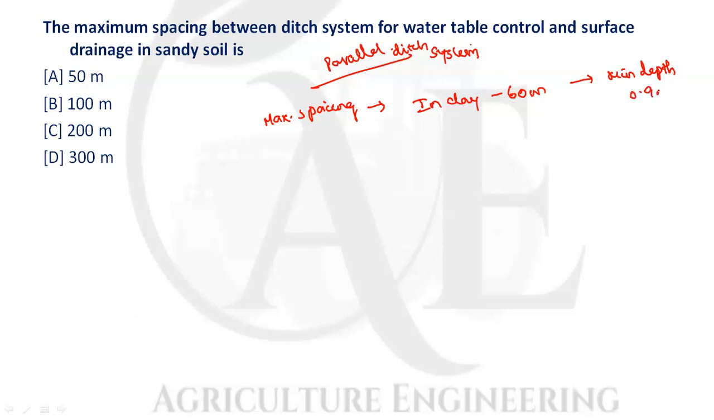In case of sandy soil, the maximum spacing is 200 meter and the minimum depth is 1.2 meter. Here the question is asked for sandy soil. So the maximum spacing between the ditch system of water table control and surface drainage in sandy soil is 200 meter. Option C is the correct answer.